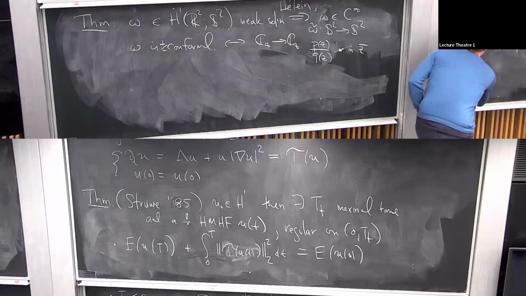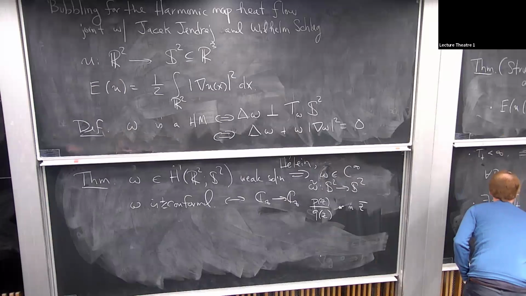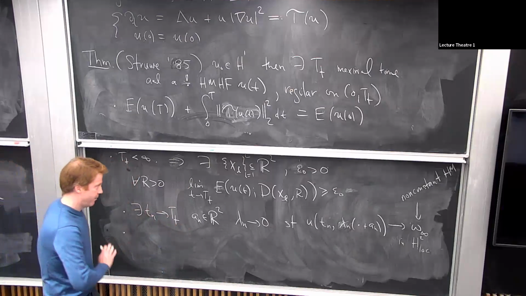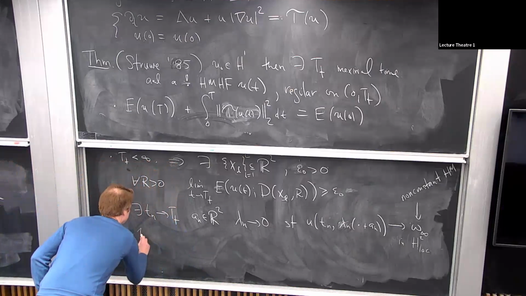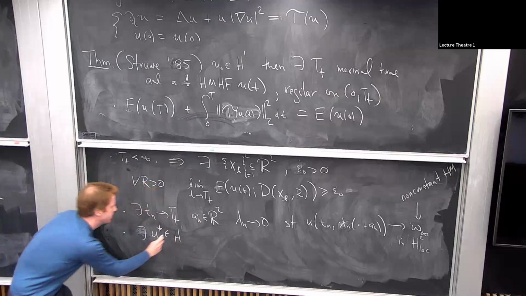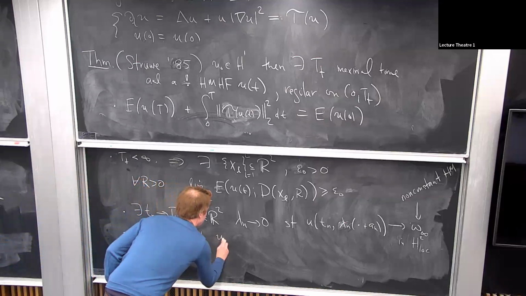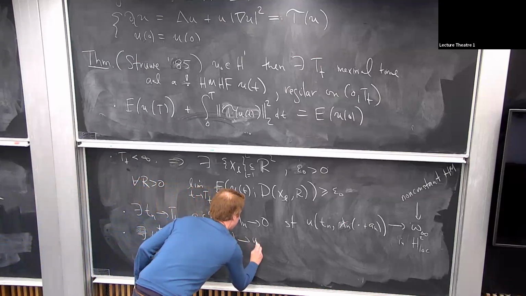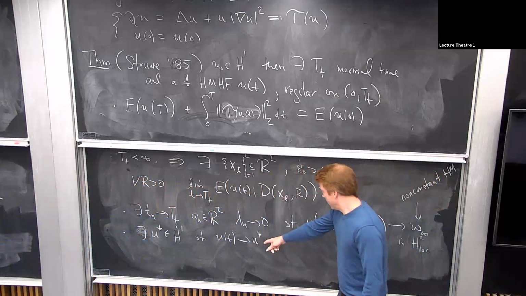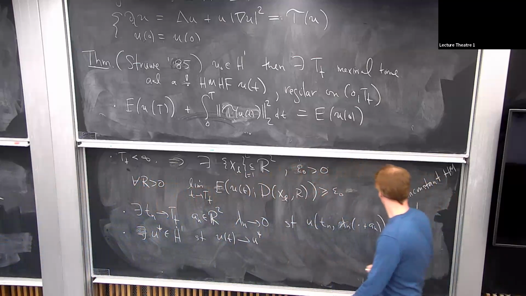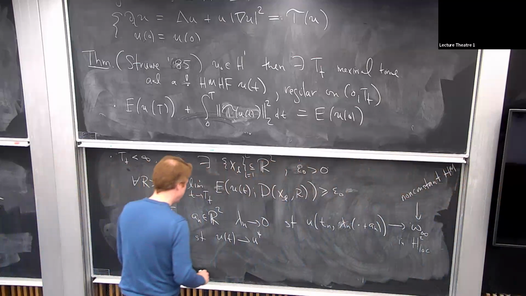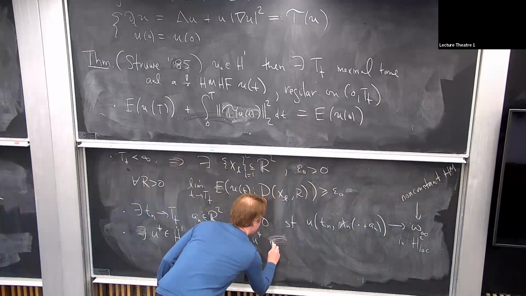Maybe I want to say one more thing about this. The last point is that if I look away from these bubbling points, then I have a well-defined weak limit. So there exists u star, which Struwe finds, in H1, such that u(t) converges weakly to u star, and you have strong convergence away from the bubbling points, that is, strong local convergence if I excise these bubbling points. And this u star is in H1.